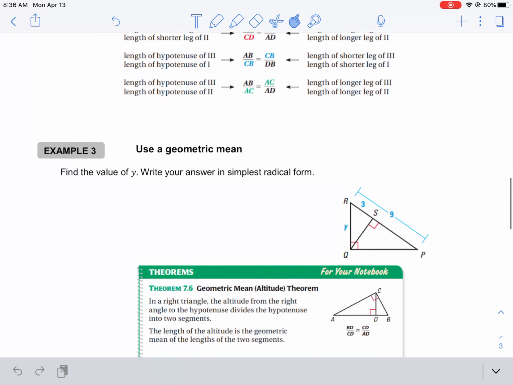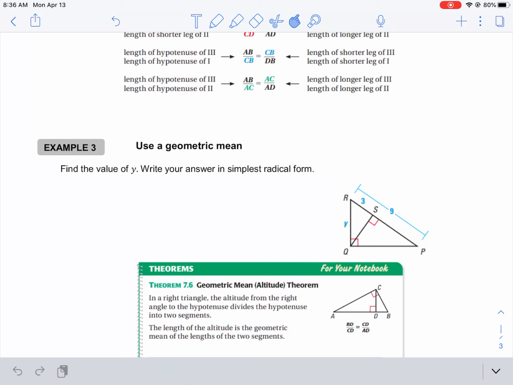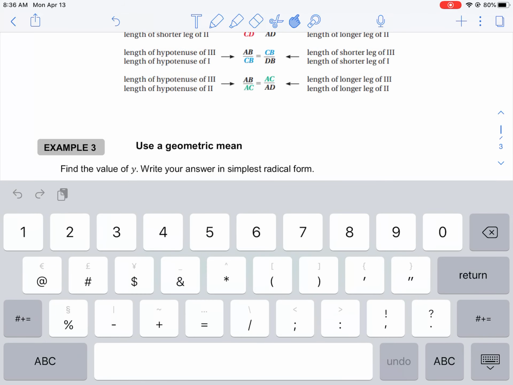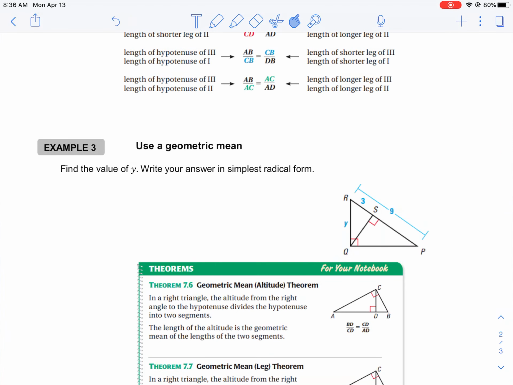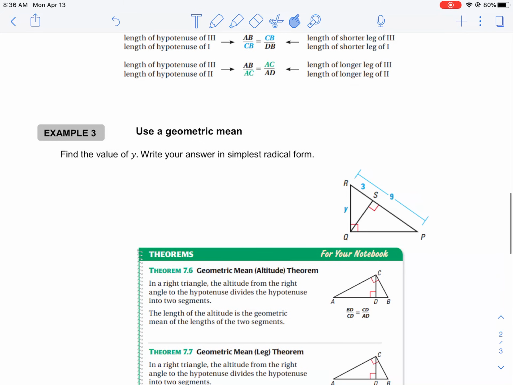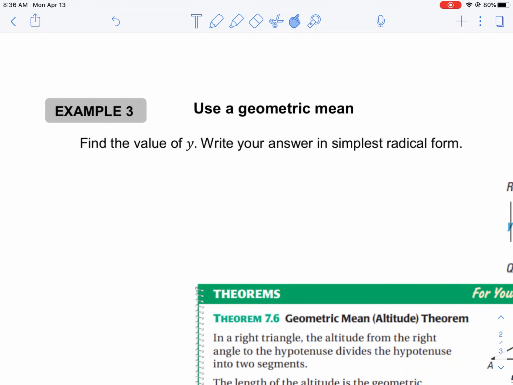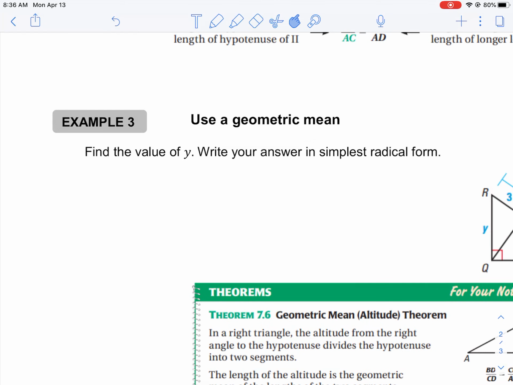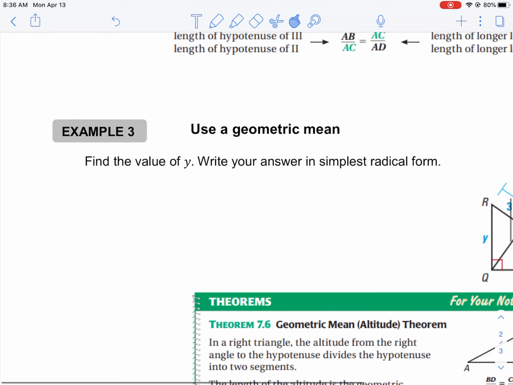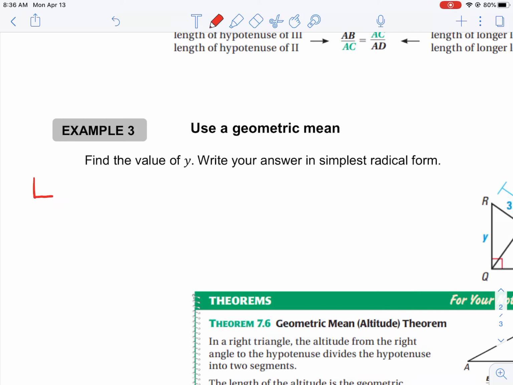So example 3, we're going to use this. We have our three similar triangles. I'm going to start out by drawing those triangles. I need to make more room for this, sorry. So our first one is triangle RSQ. This is 3, this is Y, this is my 90-degree angle.